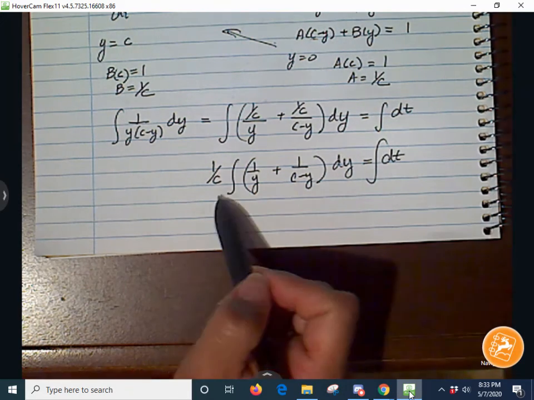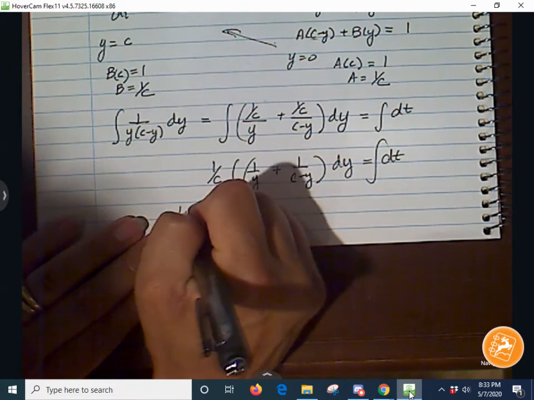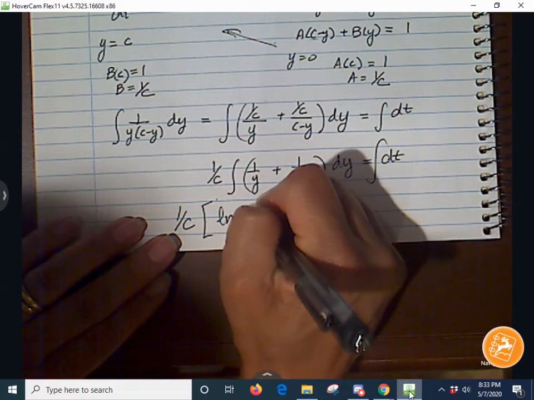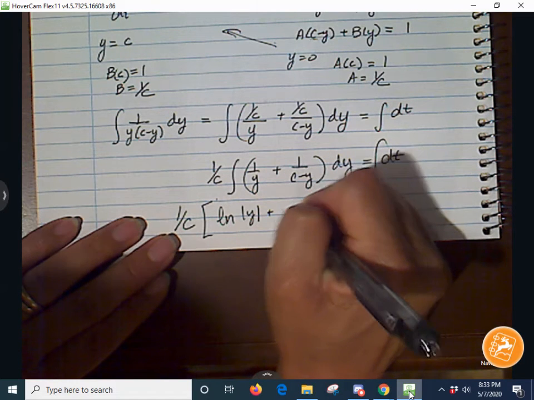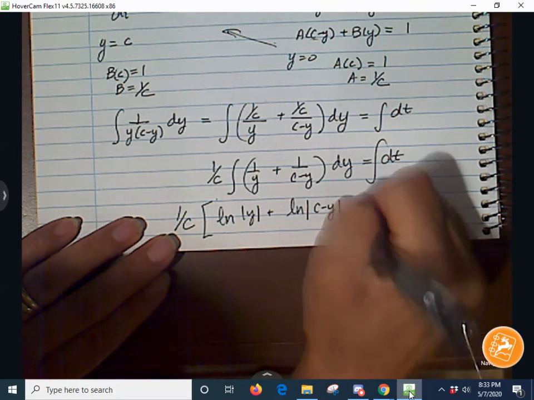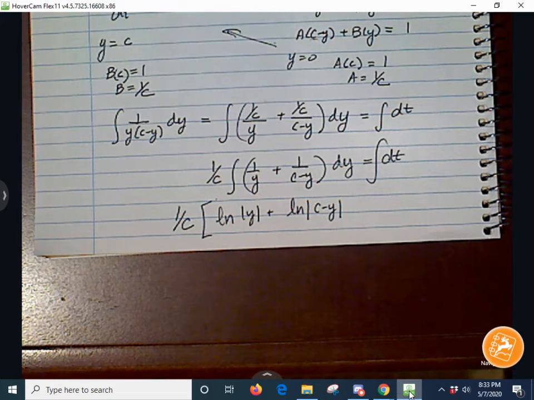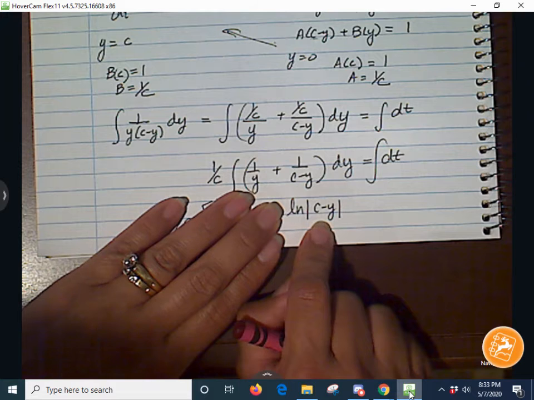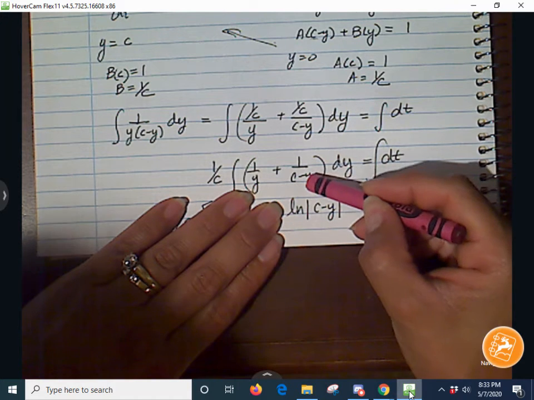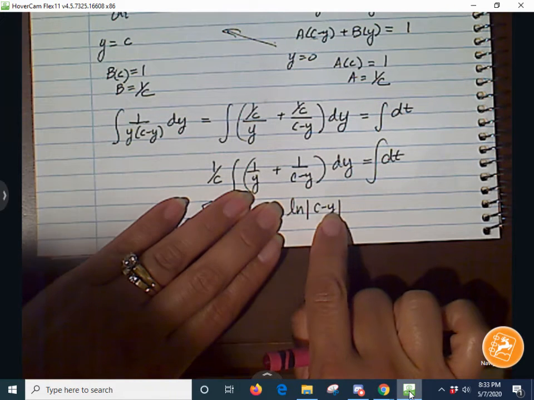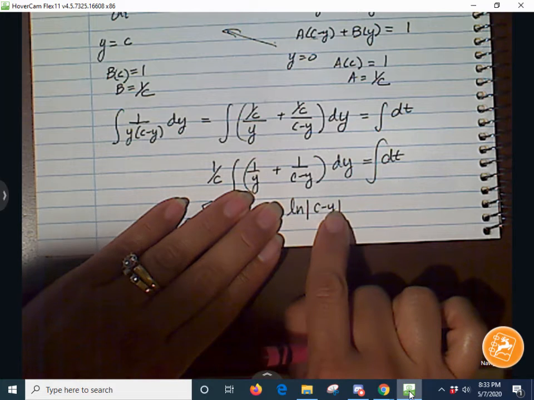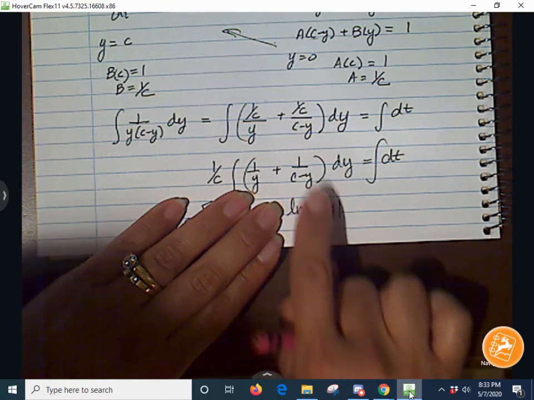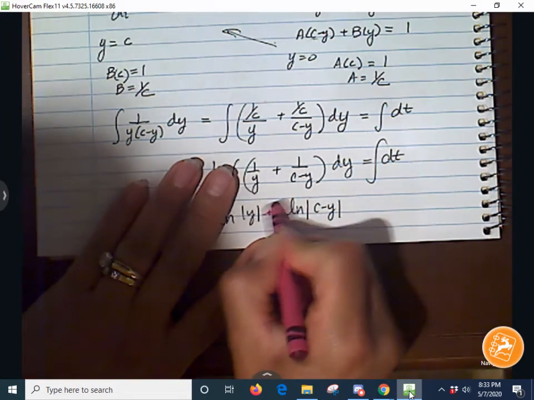And so now here I have this coefficient. So I'm going to have 1 over c. And now I'm going to integrate this. This is going to be natural log absolute value of y plus natural log absolute value of c minus y. But now I'm going to change that plus to a minus, because if you remember using the chain rule, if I took the derivative of this, it would be 1 over c minus y. But then you have to take the derivative of the inside, because I'm using the chain rule, and the derivative of y would be negative 1. And there's no negative there, so I need to counter that with a negative.